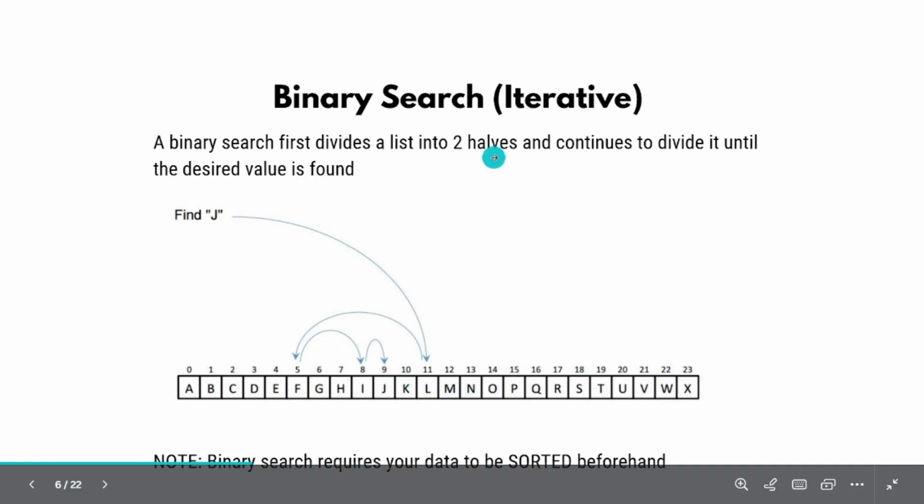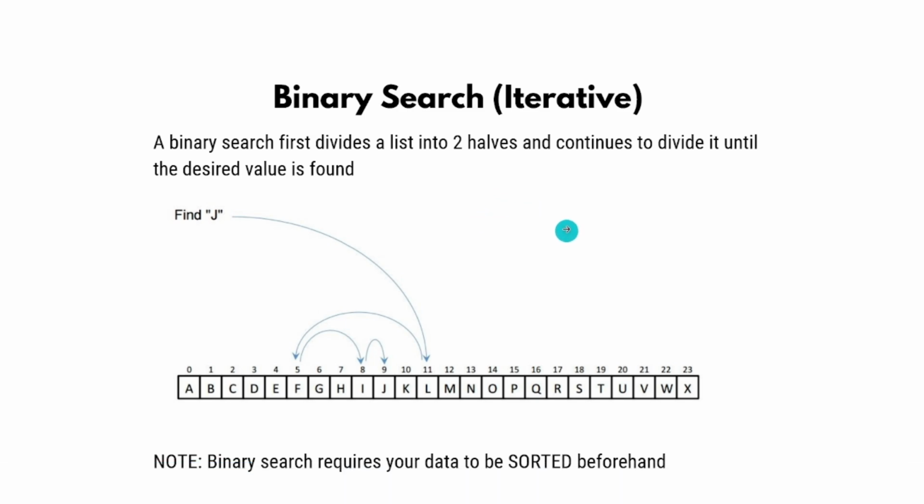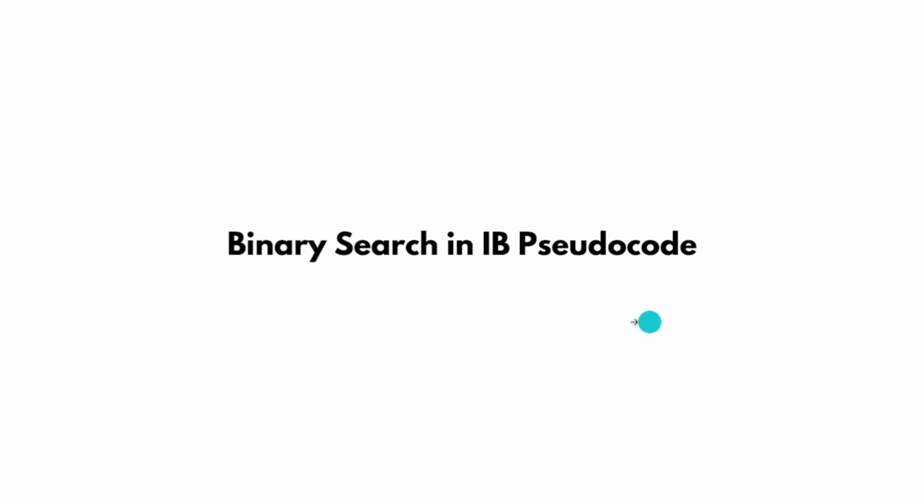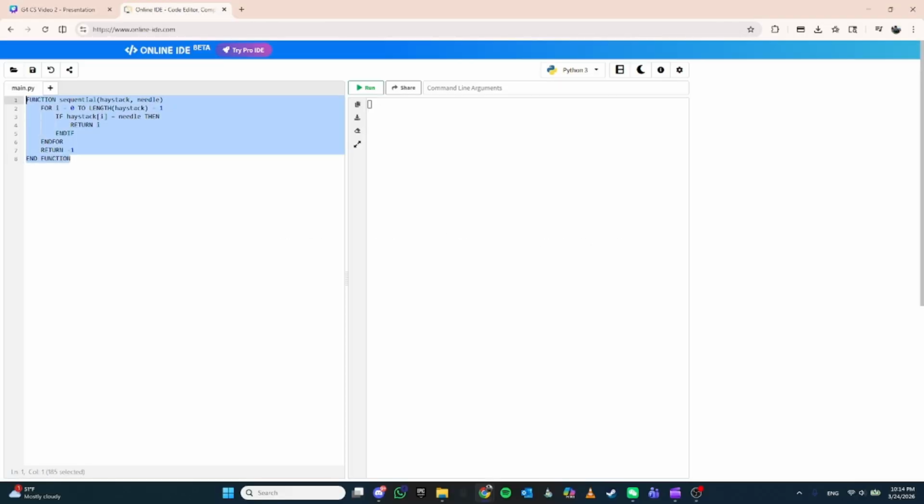So this is known as iterative binary search. There's also a recursive version, but we'll look at it in a later unit. So just be aware that if you were to Google binary search, there are 2 types, so you want to be careful. Okay, pseudocode. Binary search in pseudocode.